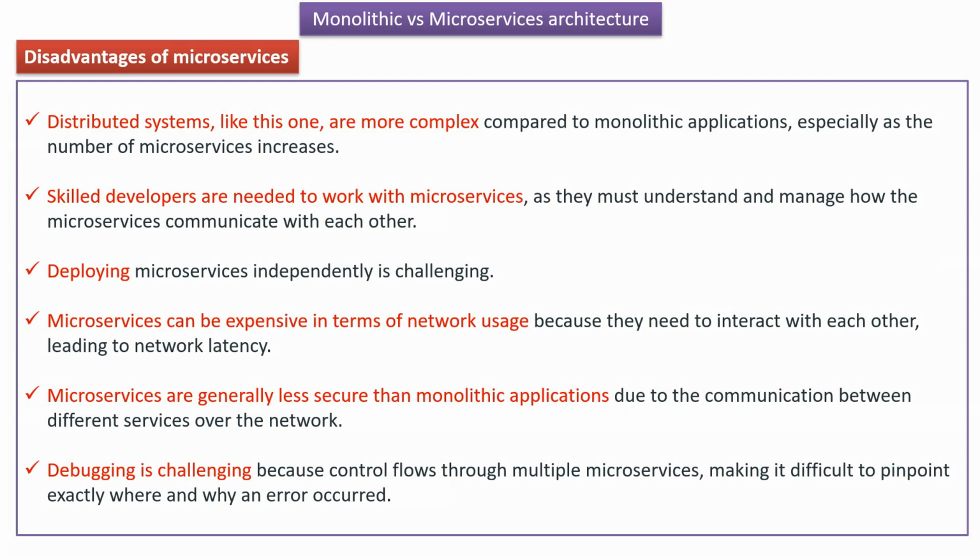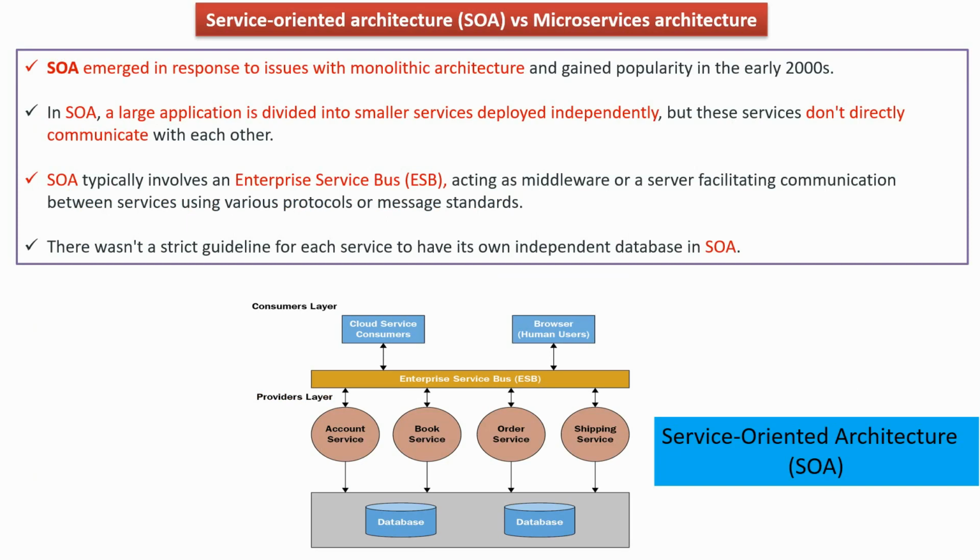Microservices can be expensive in terms of network usage because they need to interact with each other, leading to network latency. Microservices are generally less secure than monolithic applications due to the communication between different services over the network. Debugging is challenging because control flows through multiple microservices, making it difficult to pinpoint exactly where and why the error occurred.